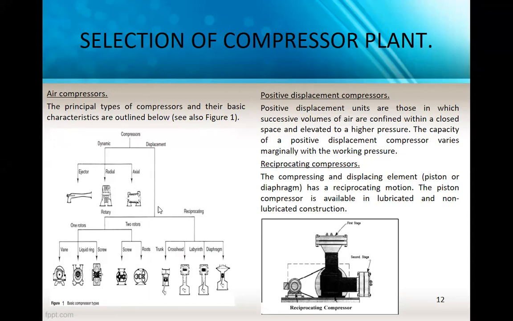Then sa dynamic and sa radial, meron tayo sa rotary. Sa axial, so, hindi, mali. Dito yun. So displacement type, meron tayong reciprocating, yung may piston, trunk, closed-head, labyrinth, diaphragm, ito yung mga type niya. Rotary is also displacement, and ito yung vane type, liquid ring, screw. One rotor. Two rotors, meron tayong screw at roots. Tawag yan mga rotary type.